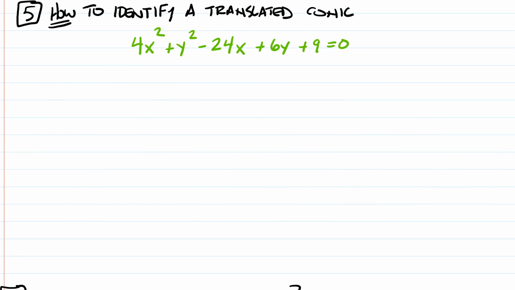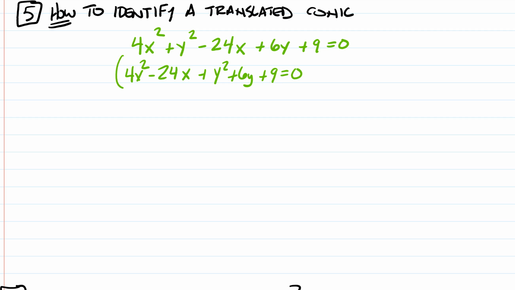Okay, in box number 5, I'm going to show you how to identify a conic that's been translated that looks nothing like what we've been working with before. So the trick here is we're going to complete the square on both the x and the y simultaneously at once. So you want to combine your x terms, so 4x squared minus 24x. Then combine your y terms, plus y squared plus 6y plus a 9 is equal to 0.